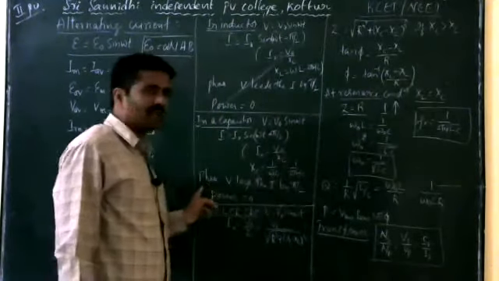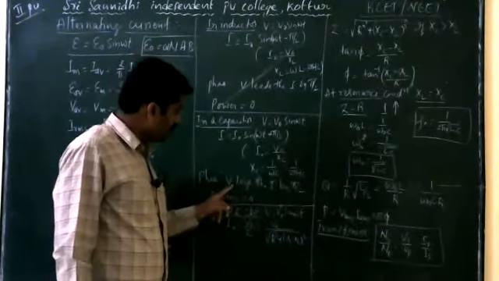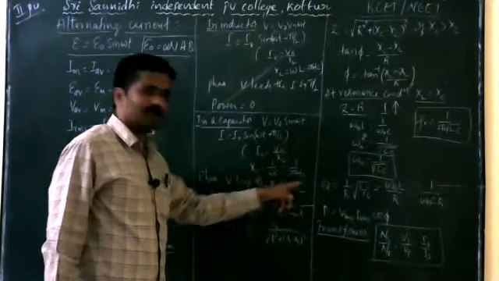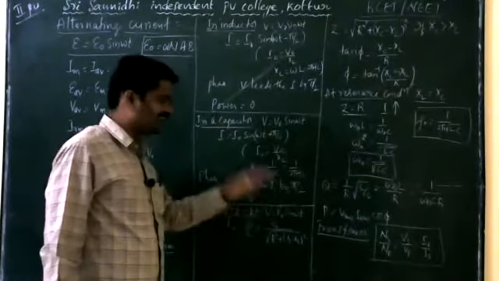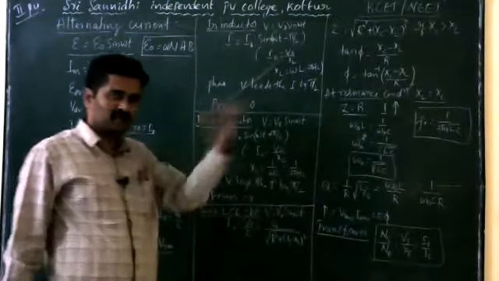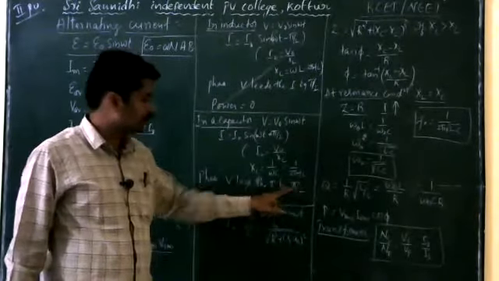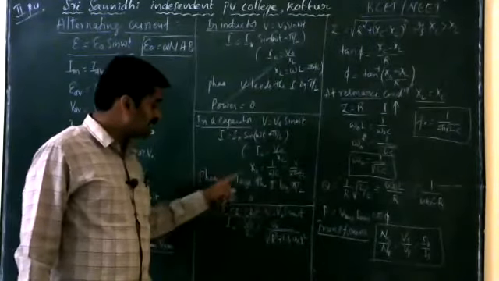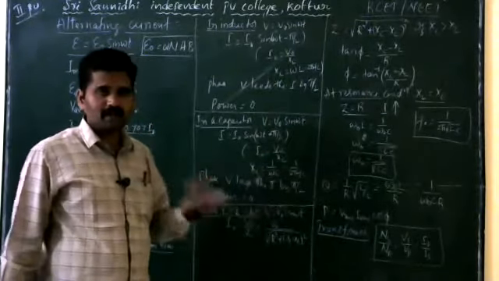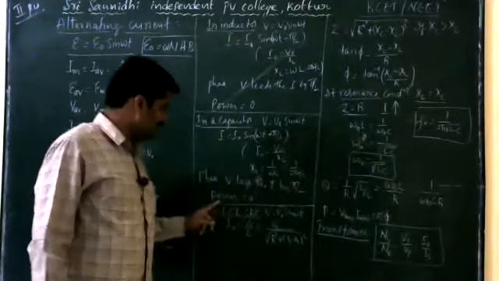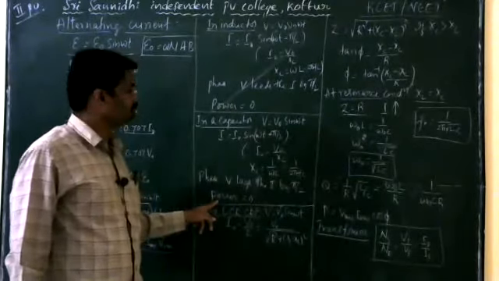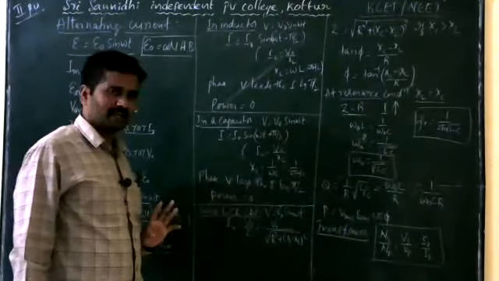What is the phase for the capacitor? Voltage lags the current by pi by 2. Lags means behind the current. Or you can say current leads the voltage by pi by 2. So the power dissipation in a capacitor will be 0.